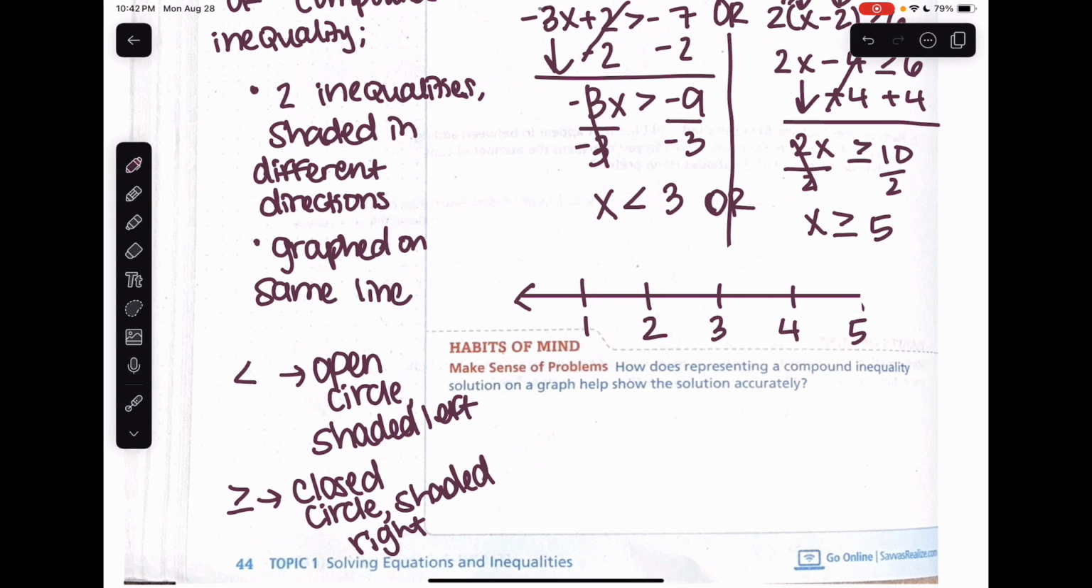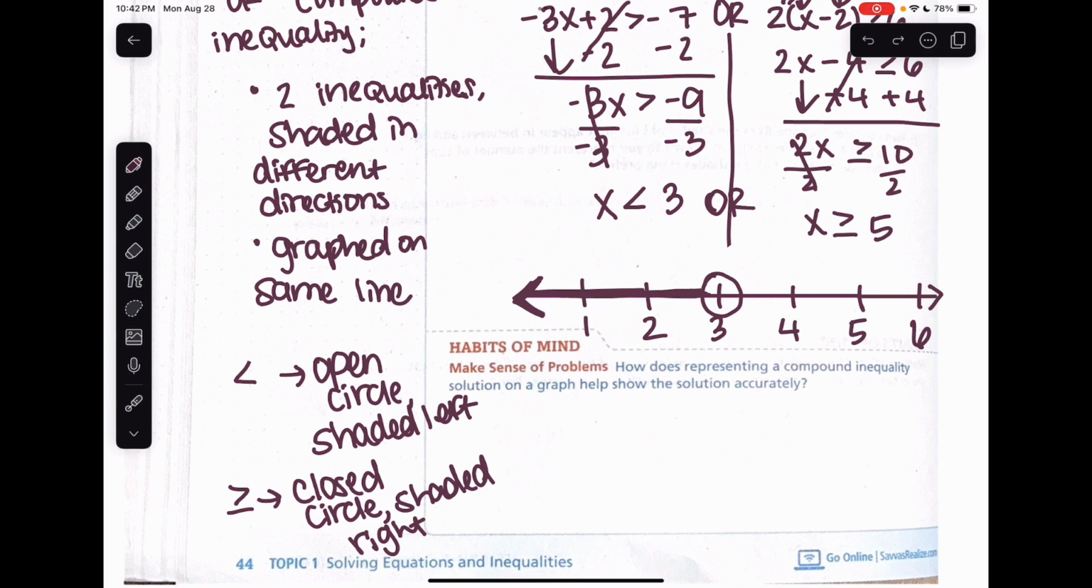All right, and I'm going to just extend my line here so I can easily see that. All right, so at 3 again, I'm going to have an open circle, and I'm going to shade to the left because that was less than. And make sure you make your line extremely thick so it's super obvious to anybody who's looking at your paper. Me, okay, or your other teacher. All right, if anybody's looking at your paper, they should know exactly what you meant.